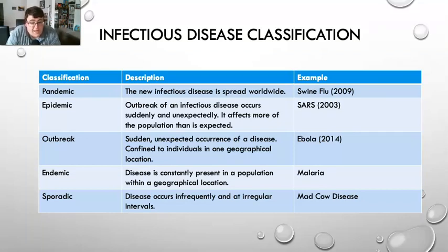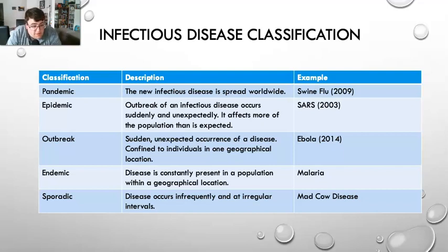In terms of an epidemic, this is when an outbreak of an infectious disease occurs suddenly and unexpectedly, and it affects more of the population than is expected. Something like SARS in 2003. An outbreak is where there's a sudden unexpected occurrence of a disease. It might be confined to individuals in one geographical location. For example, Ebola in 2014.